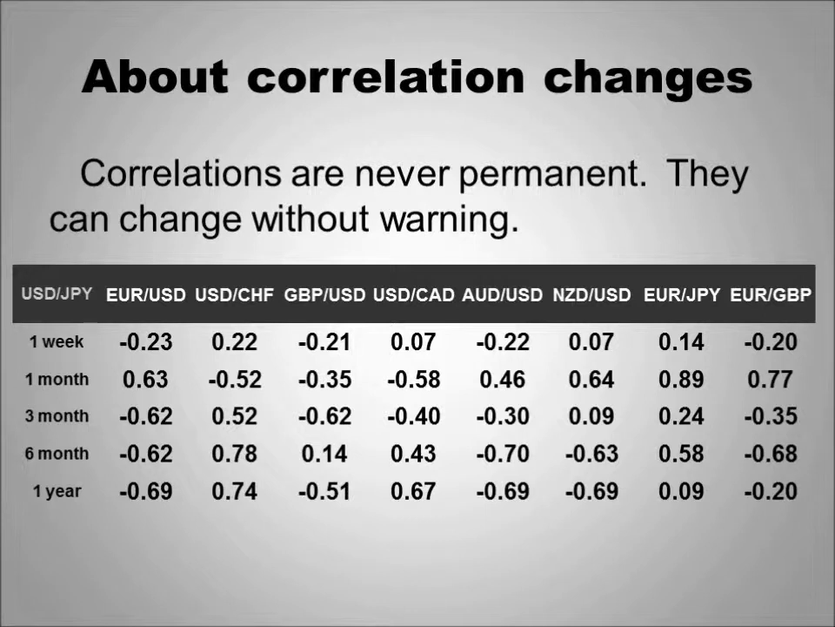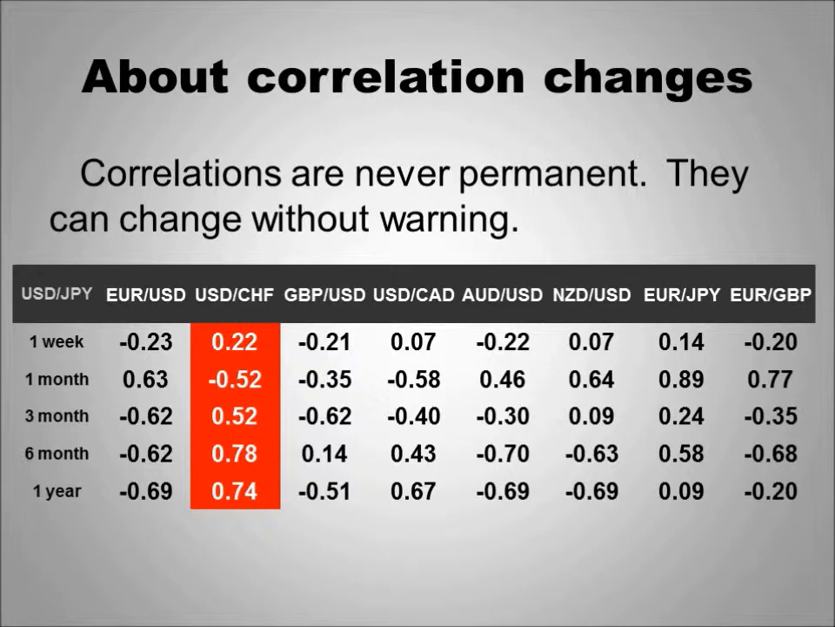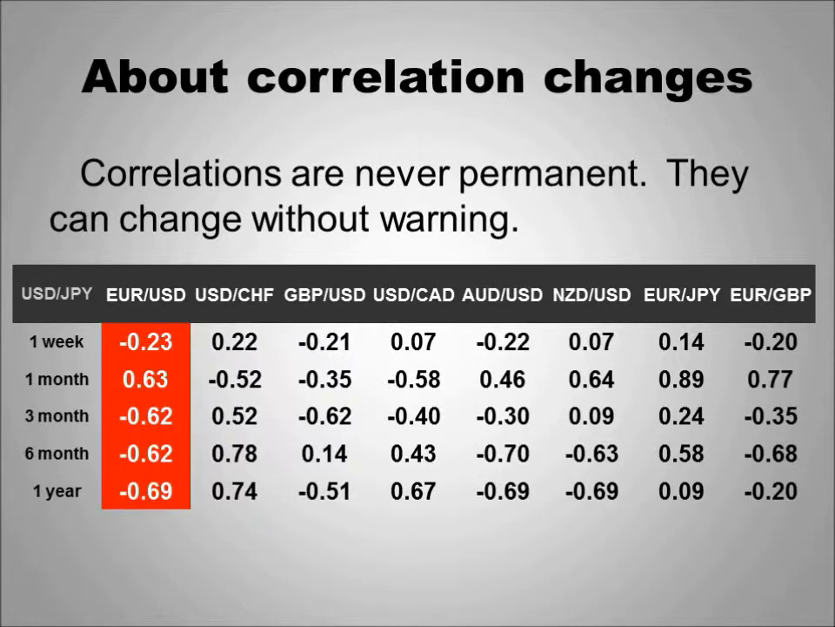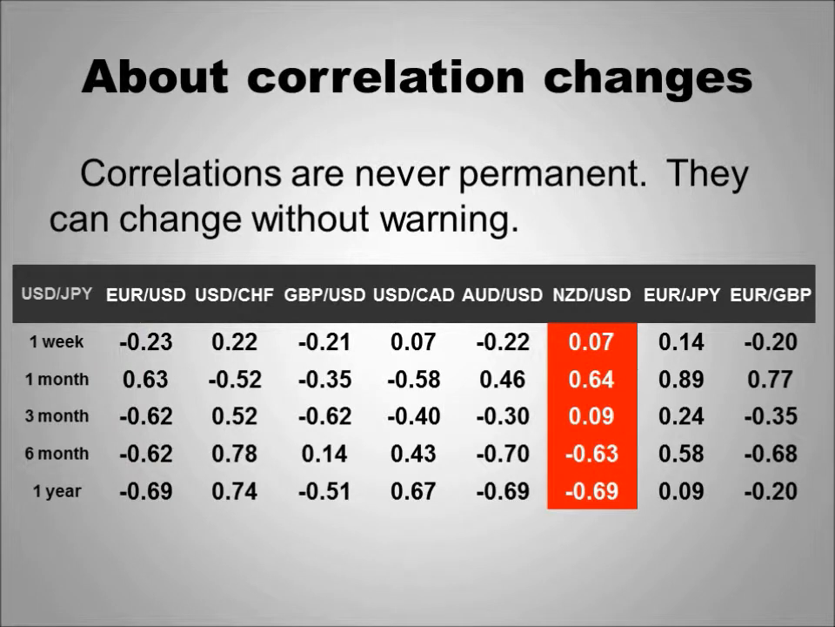Let's look at the US dollar Swiss franc pair. As we notice, there are a lot of positives, negatives, and ratings closer to 0 and ratings closer to 1. Same thing with the euro dollar pair, same thing with the New Zealand US dollar pair. Again, lots of ratings closer to 0, lots of ratings closer to 1 or -1.